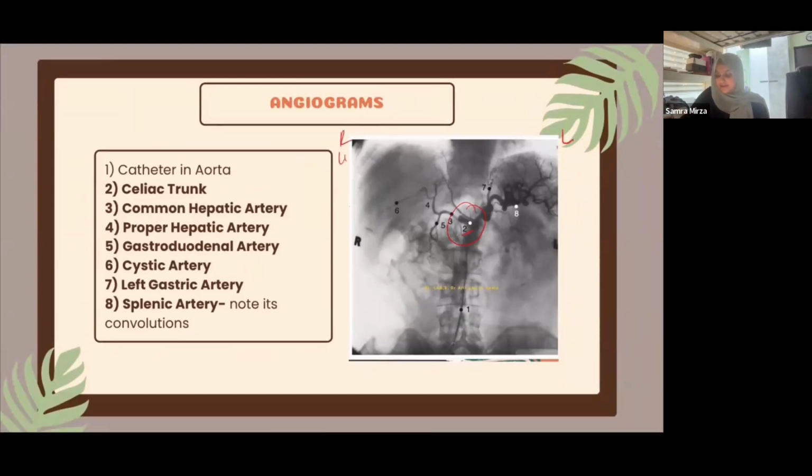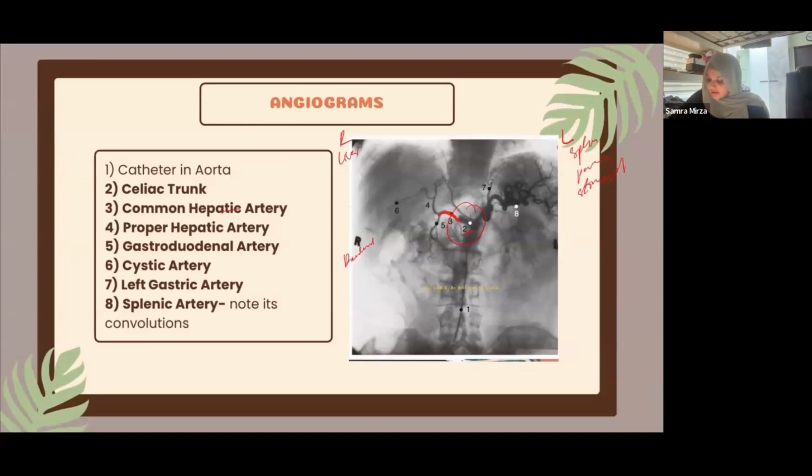The right side has the liver and part of the duodenum. The left side has the spleen, the pancreas, the stomach. Why I'm writing this is to help you orient yourself to the angiograms. So we have the common hepatic artery, right? That's number 3. So you can see that this is the one on the right side. So this one is the common hepatic artery, right from the celiac trunk.